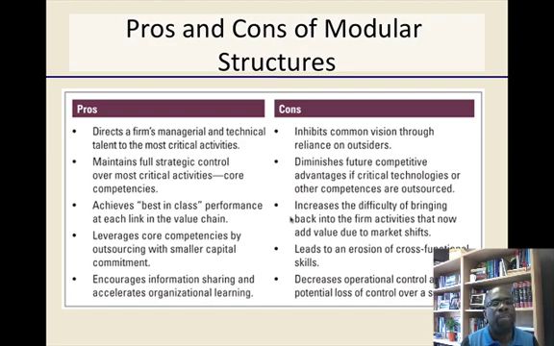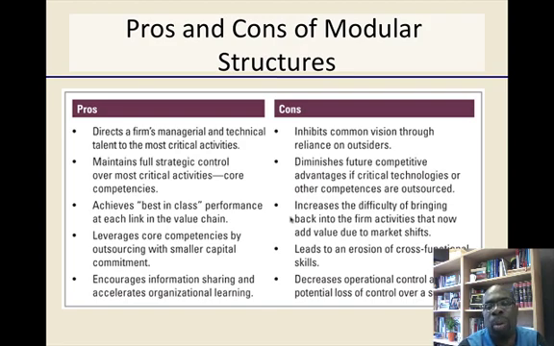Definitely, a firm's managerial and technical talents are put to areas where it is needed when non-essential activities are outsourced. But one of the disadvantages is also the whole idea of outsourcing. Outsourcing leads to an erosion of cross-functional skills because it doesn't allow employees in different functional areas of the organization to work together. And that is something that needs to be taken into consideration.